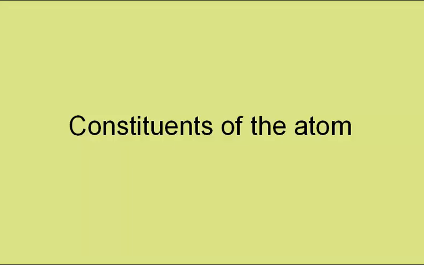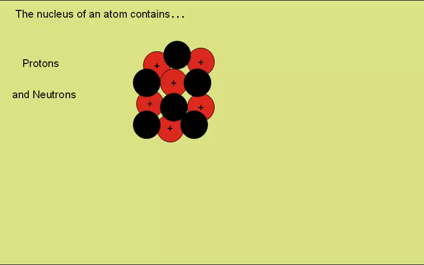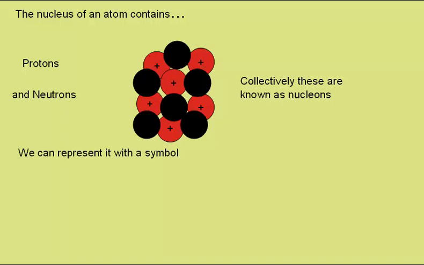Constituents of the atom. The nucleus of an atom contains protons and neutrons. Collectively, these are known as nucleons, so protons and neutrons are both nucleons. We can represent this with a symbol. This has got 1, 2, 3, 4, 5, 6 protons, making it a nucleus of a carbon atom, so it has the symbol C. We can also add numbers to this.